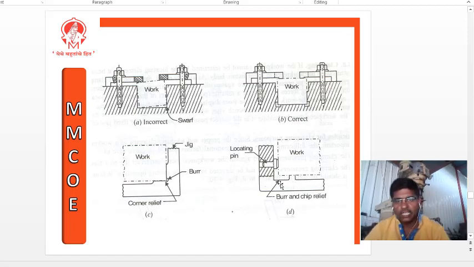Now here, instead of providing a recess, we can provide some additional extruded part. Similarly, over here, as a recess is used to accumulate the burrs or chips, the clearance provided over here will accumulate the chips. This is the correct way.